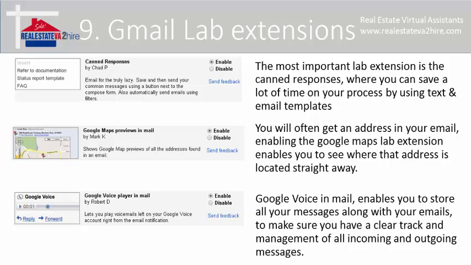The next one is Google Maps, and the reason why that one is great is you'll often get addresses sent to you in your email. That could be a customer sending a specific address, for example, and when you have the Google Maps preview in the mail enabled, you'll see a small map. You probably know your area pretty well, but there's likely going to be places you don't know, and then it's handy to have a map straight away, so you don't have to go into Google Maps and try and figure out where the actual address is located.